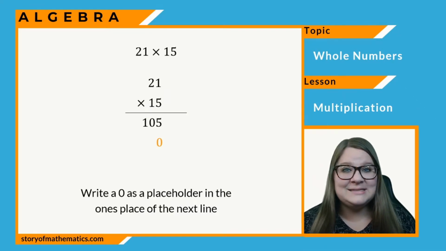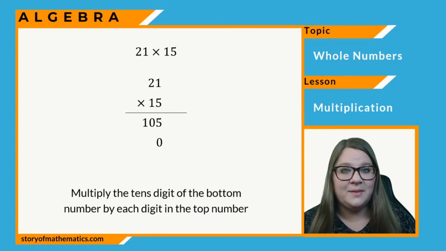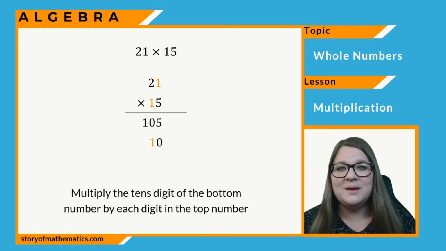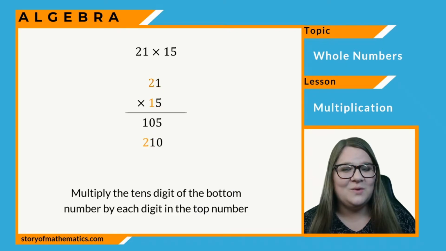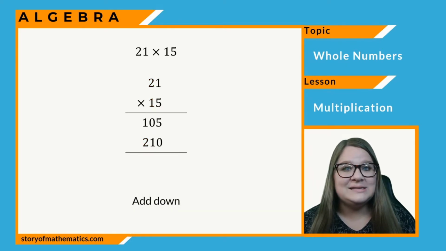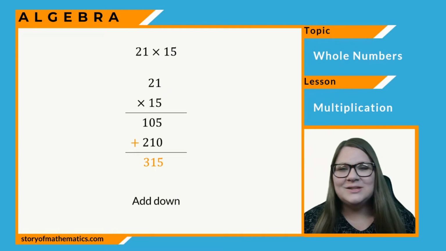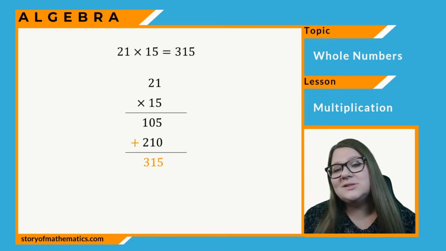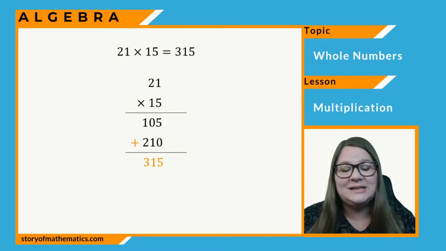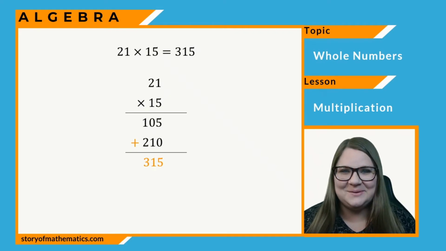Now I look at my tens place. My tens place on the bottom number is the 1. I'm going to multiply that by each digit in the top. So 1 times 1 is 1, and 1 times 2 is 2. That means all I have to do now is add down. That's going to give me 315. So at the end of all of this, I can say 21 times 15 equals 315.